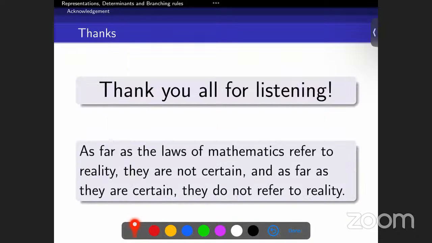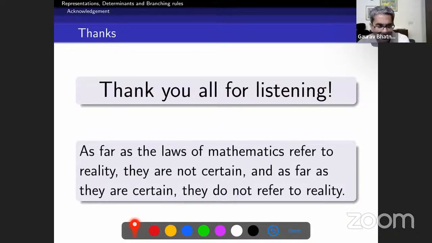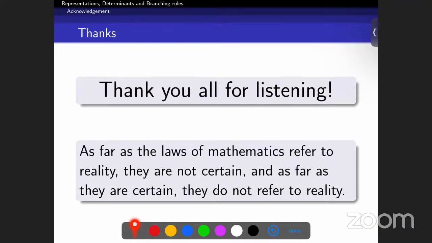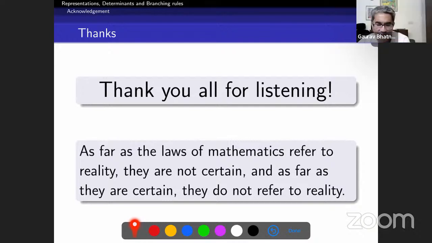Thank you. Okay, thank you. I'd like to end by quoting this quote by Einstein: as far as the laws of mathematics refer to reality, they are not certain. And as far as they are certain, they do not refer to reality. This is just to say that pure mathematics is also interesting, but nothing pertaining to reality. Thank you. Thank you very much.